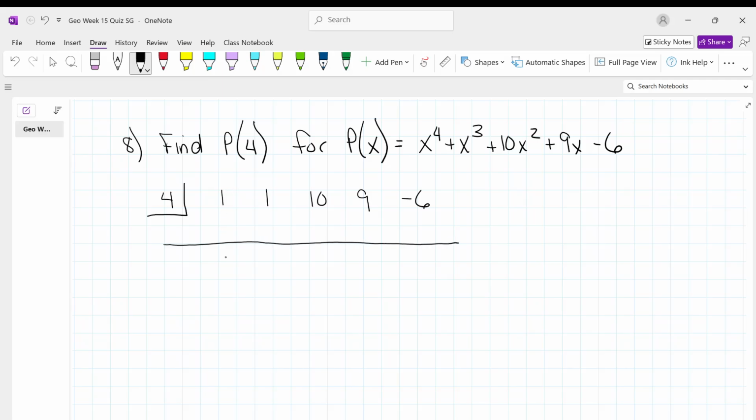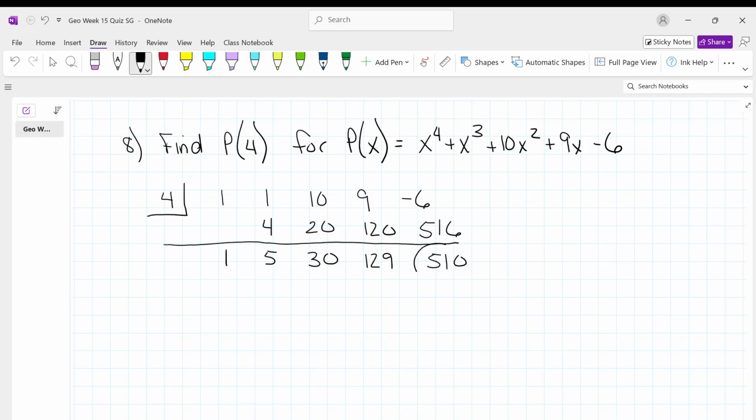We're going to bring down our 1. And 4 times 1 is 4. 1 plus 4 is 5. 4 times 5 is 20. 10 plus 20 is 30. 4 times 30 is 120. 9 plus 120 is 129. And 4 times 129 is 516. And negative 6 plus 516 is 510.